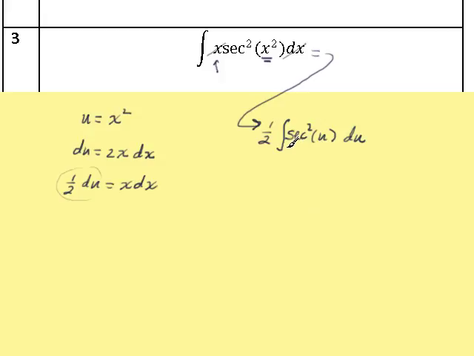Now remember that secant squared is an exact derivative. That's the derivative of tangent. So this is equal to 1/2 tangent u. Now substitute back. u is equal to x squared. That's 1/2 tangent x squared plus c.